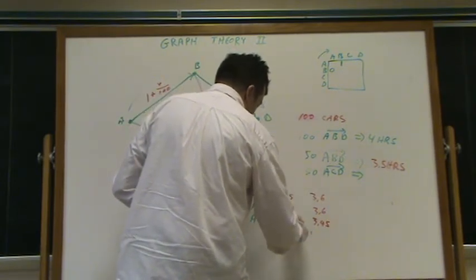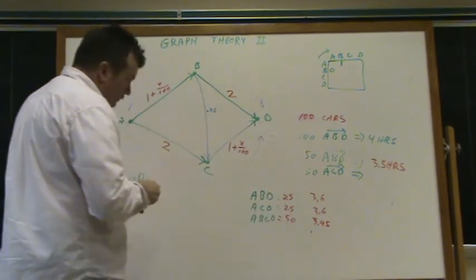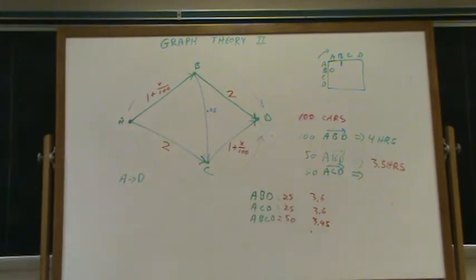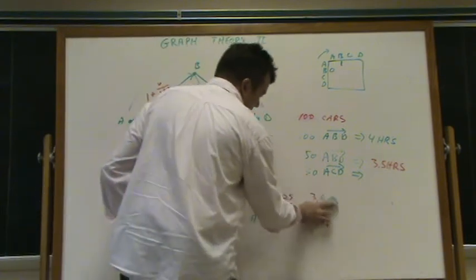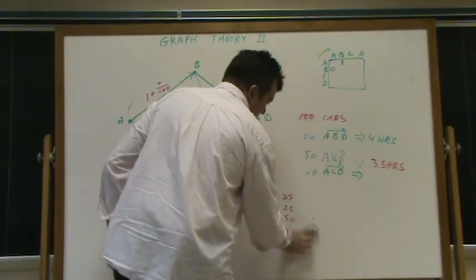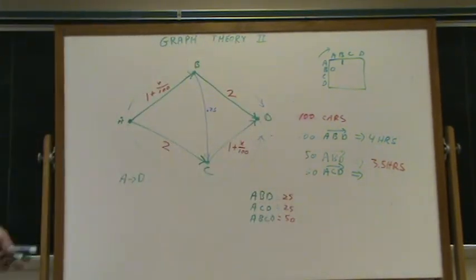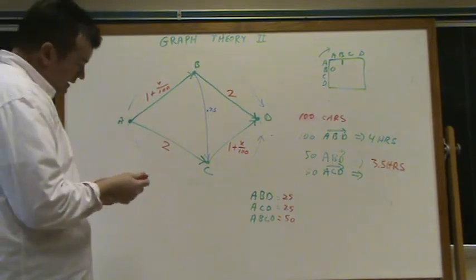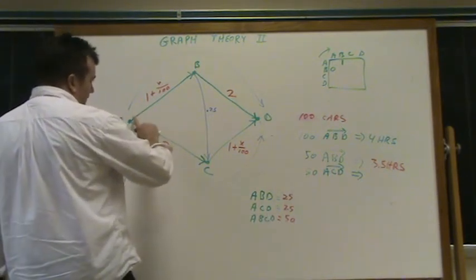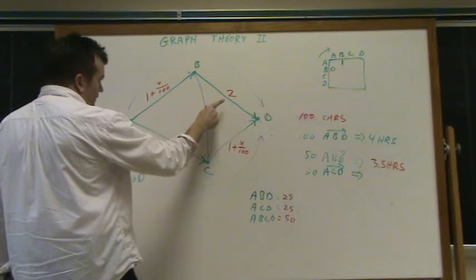25, and 50. I think that's the case. How long? So we want to see, how do we balance it so that all the times come out the same? And at that point, it doesn't matter what path you take. If that was the case, this would take 1.25 plus 2.